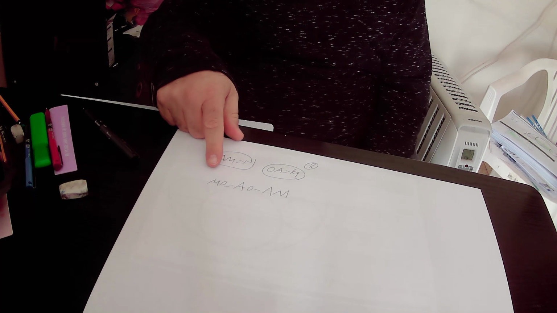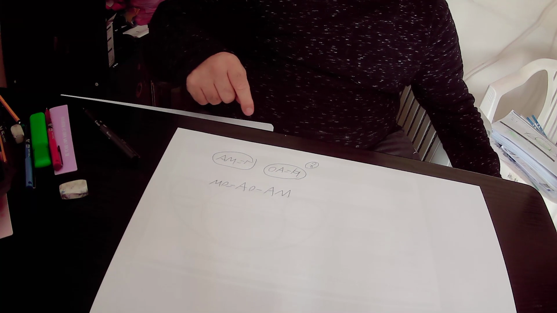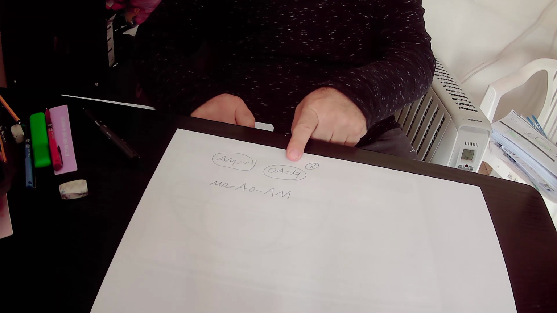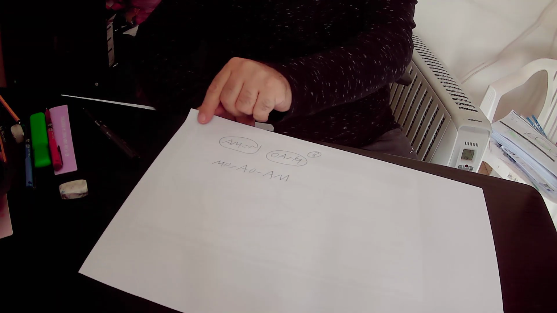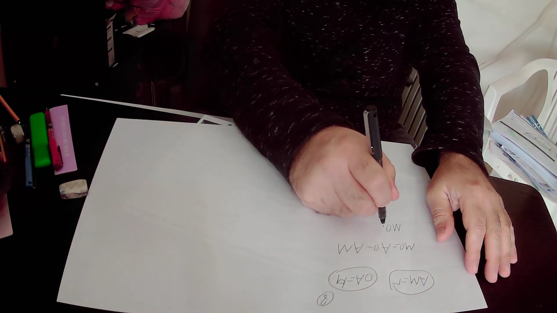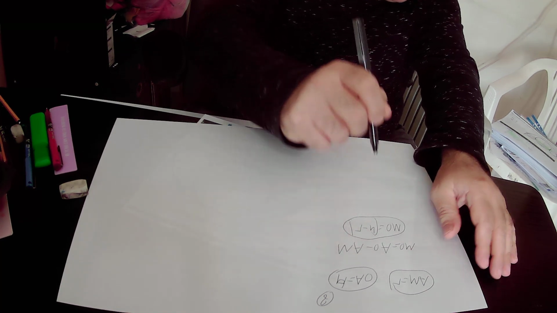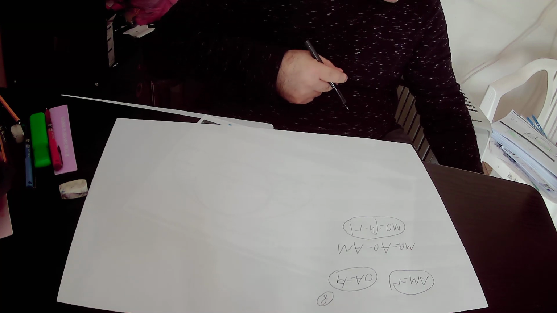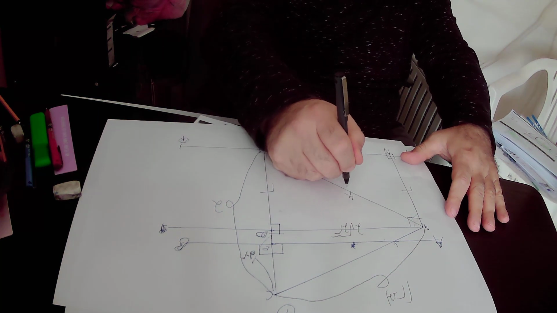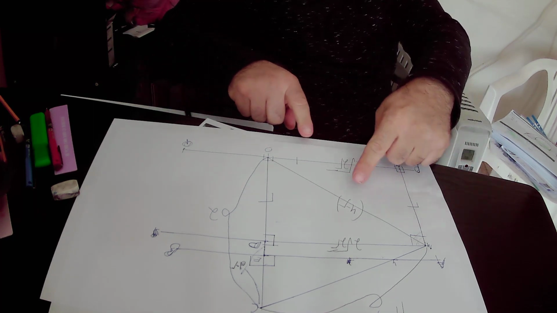I will repeat again, MO equals AO minus AM. But we have already found out that AO equals 4 units and AM equals R, so in total we will get that MO equals 4 minus R. So we found out that MO equals 4 minus R. So we can write here that MO equals 4 minus R.